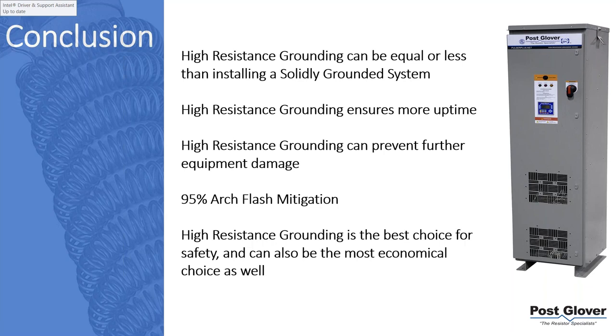A lot of times you can spend several hours trying to get up again on a solid ground system. You're not going to have that on a high resistance ground system. You're either going to shut down a certain section of your system and fix it, or you're going to deal with it at a later date, typically at the end of a shift or the end of the weekend. 95% arc flash mitigation, obviously it's good. And if you have the personnel to use high resistance ground, I can't think of a reason why not to in industrial, larger, heavy commercial or industrial applications.